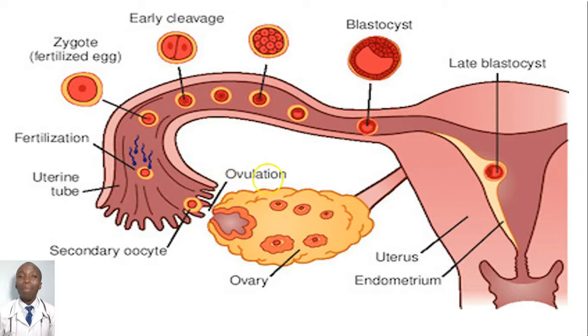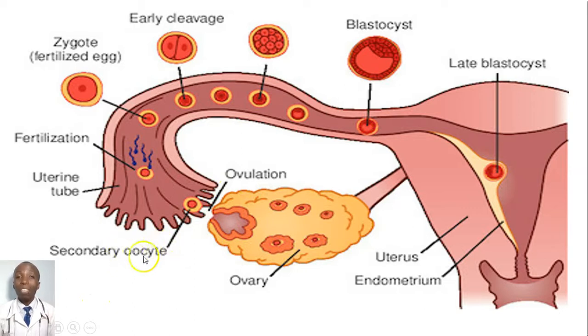So what happens is that ovulation is basically the release of the egg. You realize that one follicle bursts open and then it releases an egg. This egg that is released from the follicle is really a mature egg. It's also known as a Graafian follicle, but in this process we can call it a secondary oocyte.